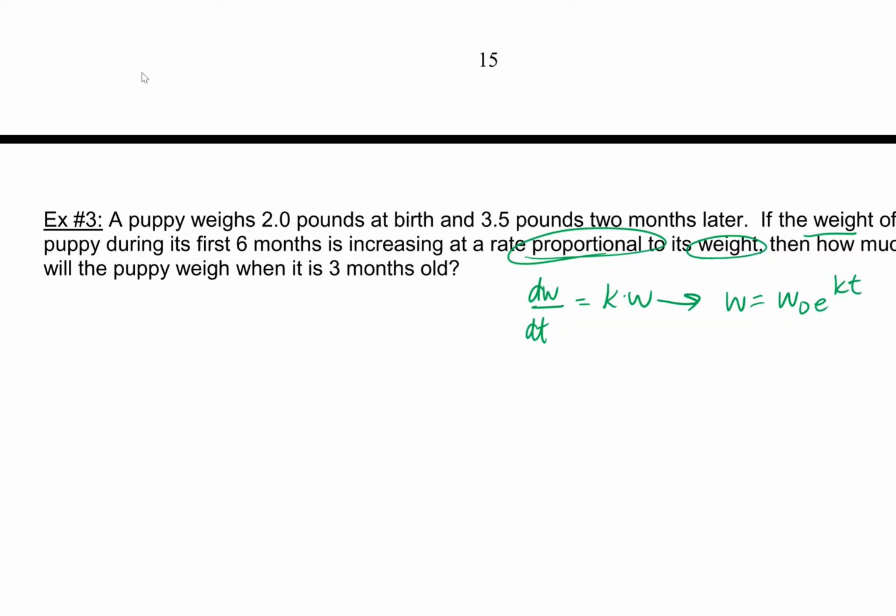I could go through the whole derivation like I did in the second example, but I don't need to. We want to know what is its weight when it's 3 months old. So w of 3. What is its weight? So first we have to find k.